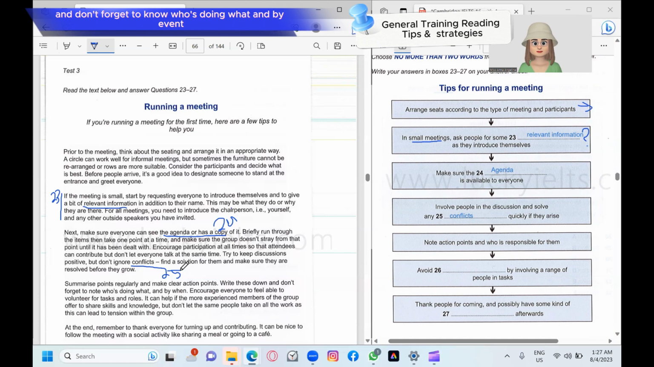Write these down and don't forget to note who's doing what and by when. Encourage everyone to feel able to volunteer for tasks or roles. Avoid dash by involving a range of people in tasks.